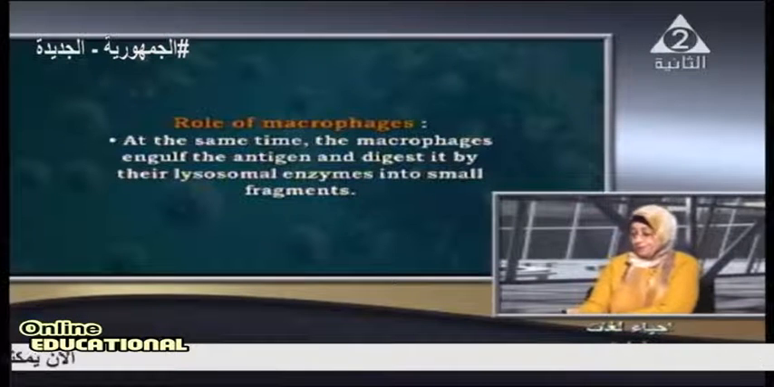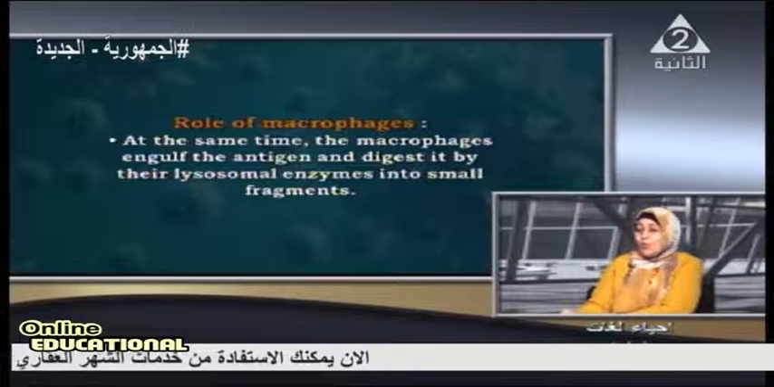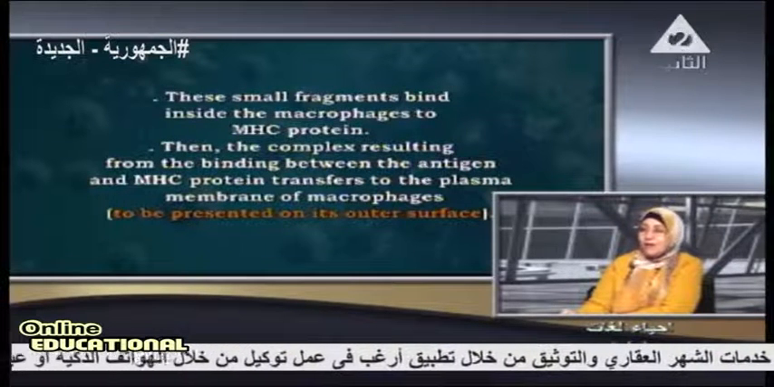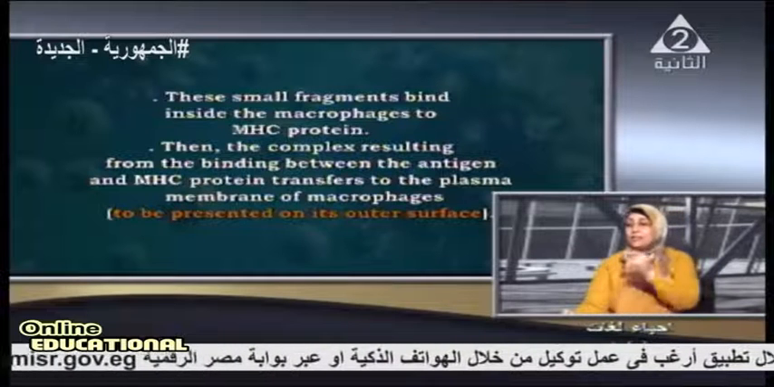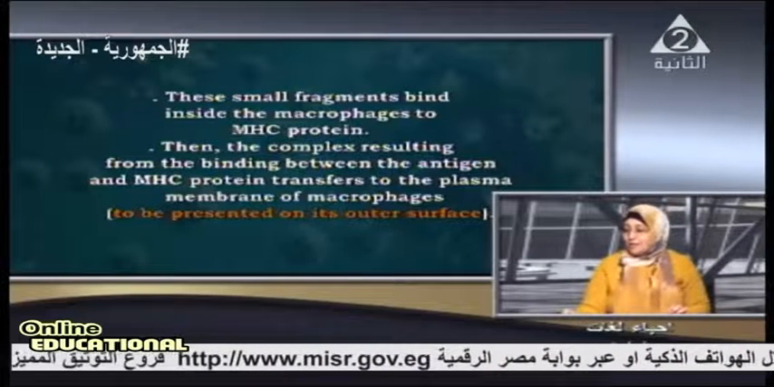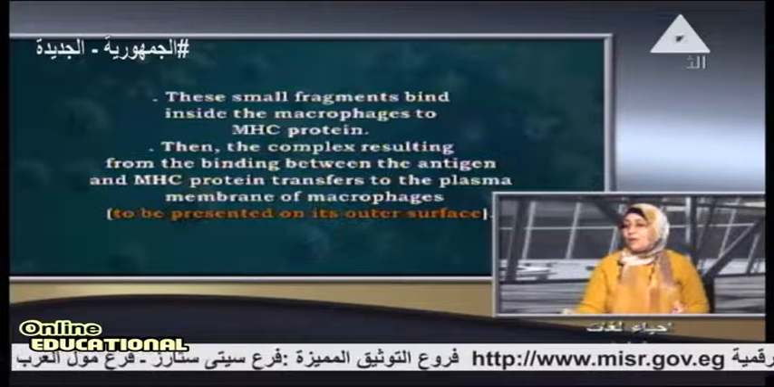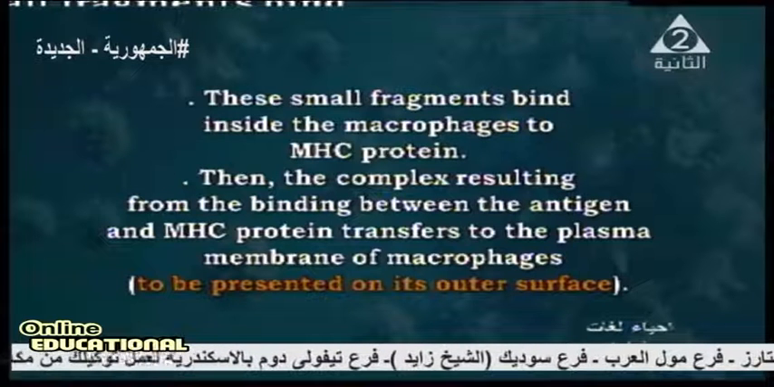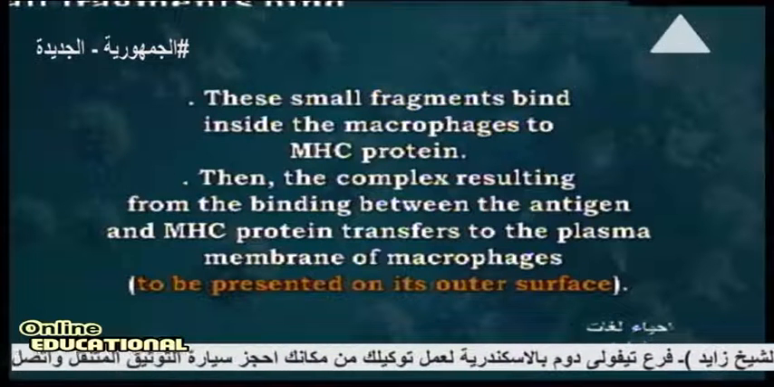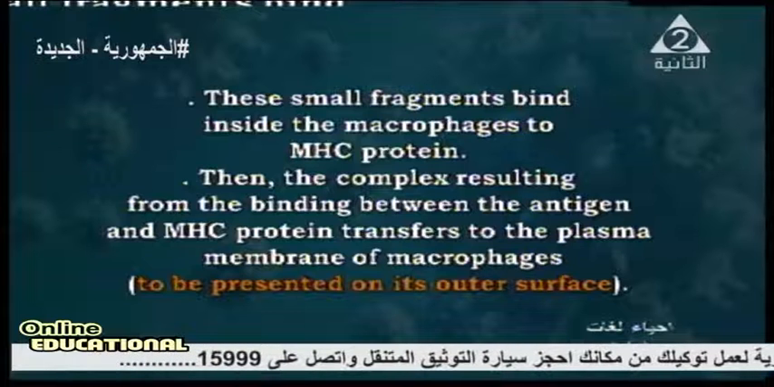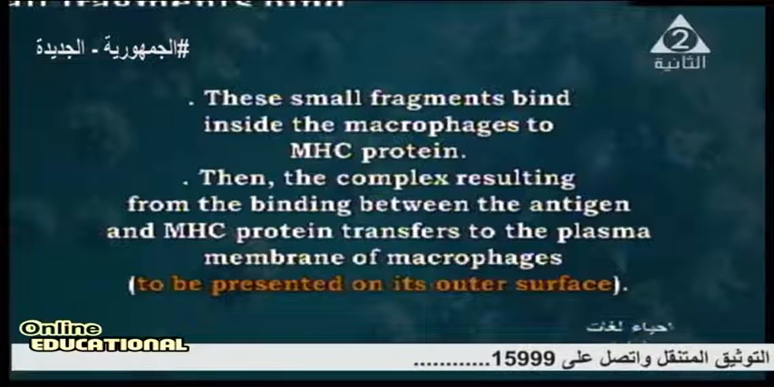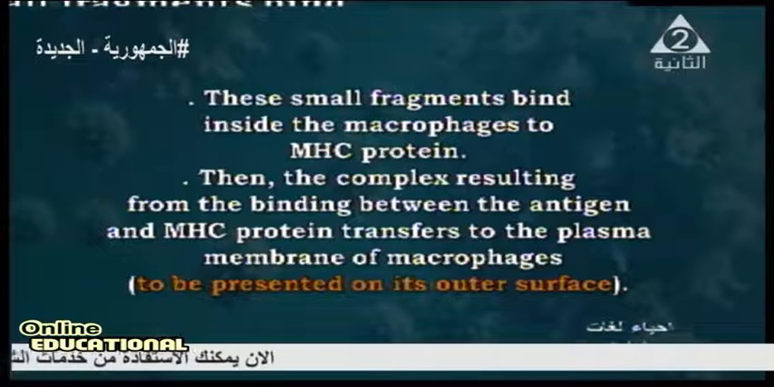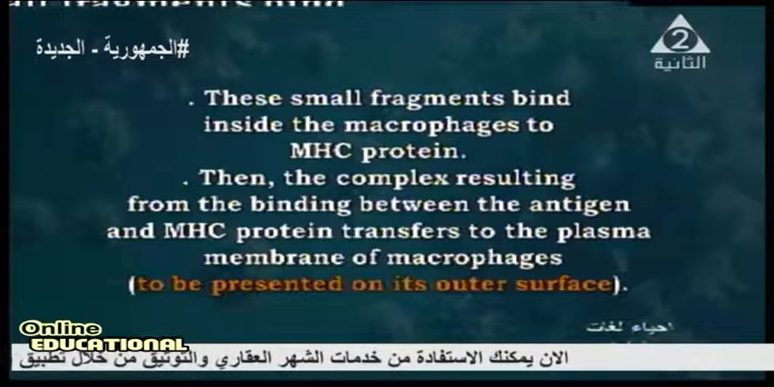Okay, now we are going to see what happens after that to these small fragments. These small fragments coming from the lysosome bind inside the macrophage. After they bind and form the major histocompatibility protein, what happens to MHC? Then the complex resulting from this binding between antigen and MHC is transferred to the plasma membrane. Plasma membrane means the outside of the white blood cell, of the macrophage, to be presented on its outer surface.